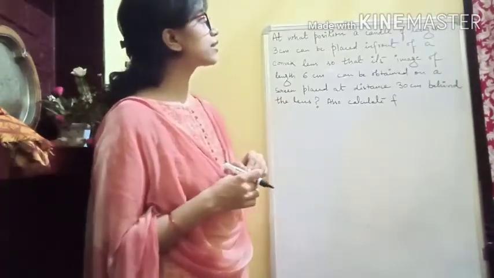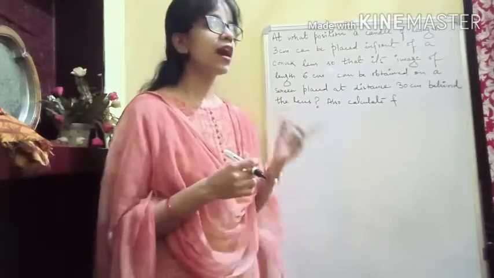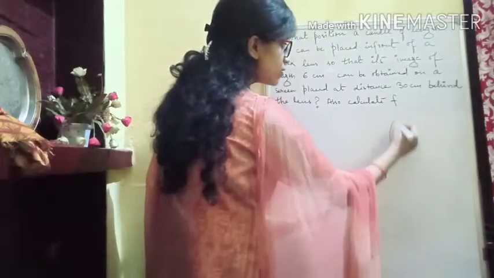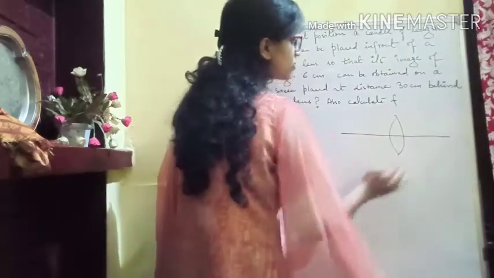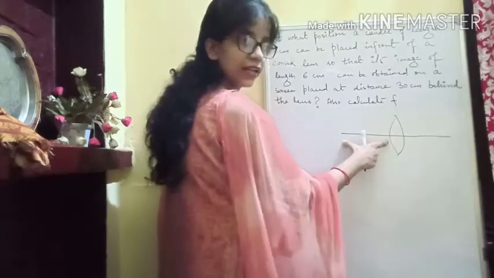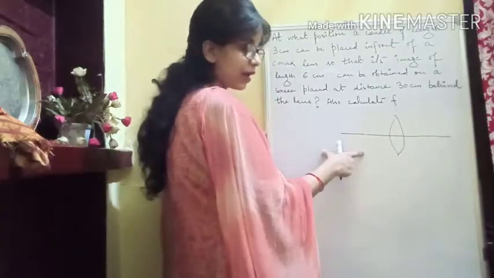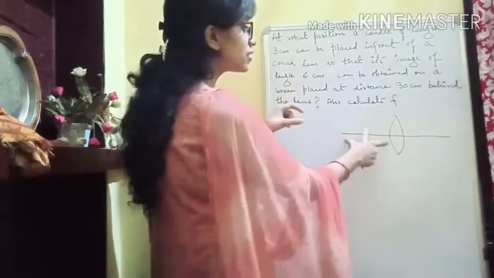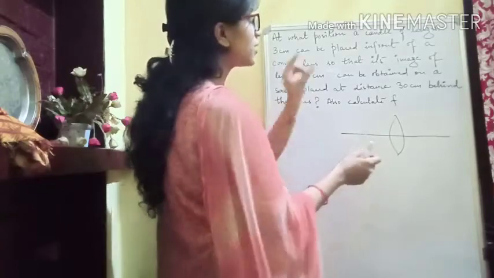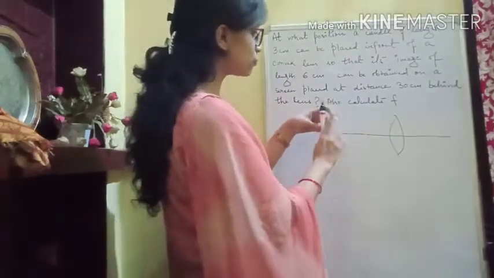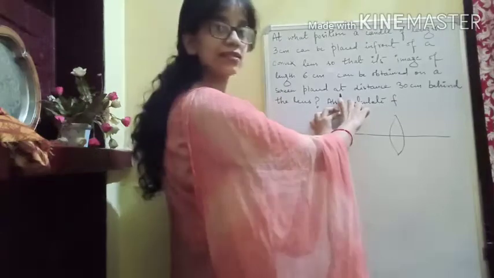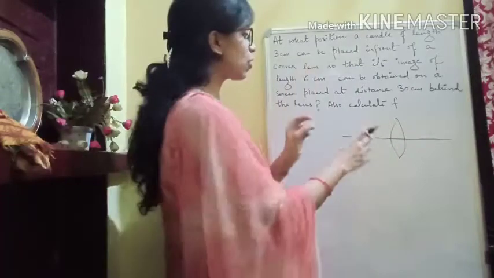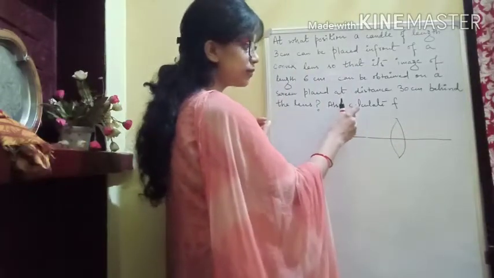At what position a candle of length 3 cm? Last time we discussed what the length is. If we have a lens and this is our principal axis, where we put the object is the position where it is placed in front of the lens, or where the image is formed behind the lens. That is the position of the object or image. If we say length 3 cm, that means it is the height of the object. You need to understand, it is not placed at a distance. They are saying that the length of the image or object is given.